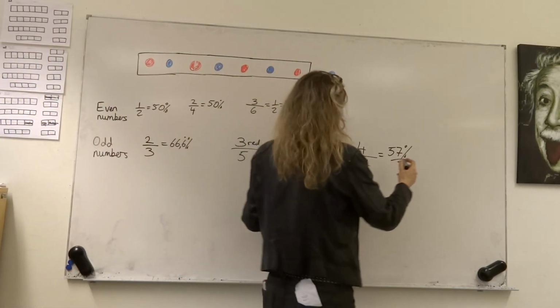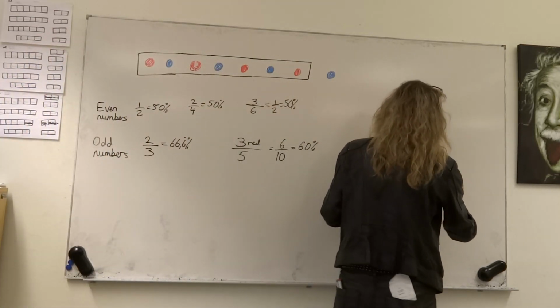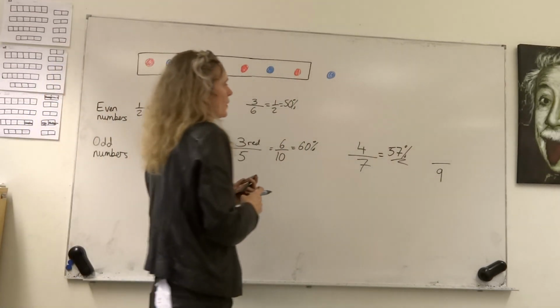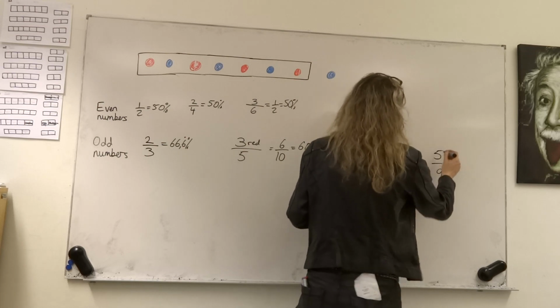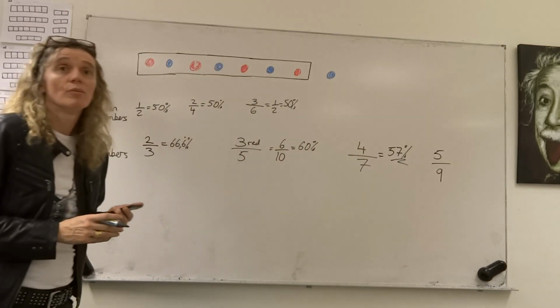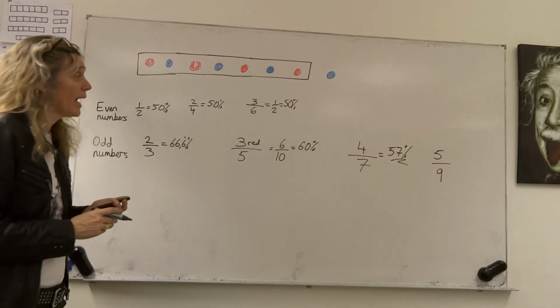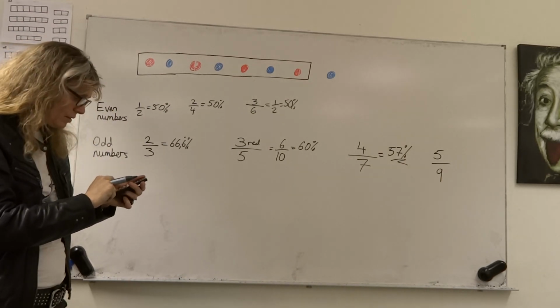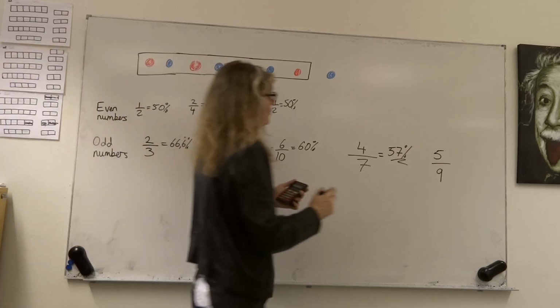Then if we did 9 marbles then, 9 marbles, what would we get then? We'd get 5 of them would be red. Okay, so 5/9 as a percentage. 55.